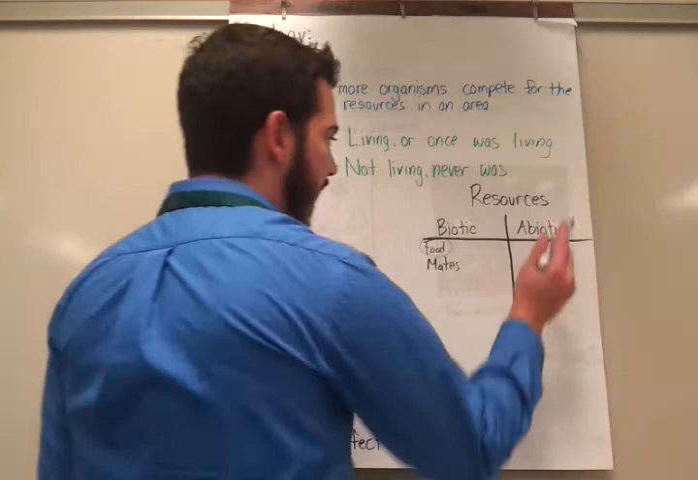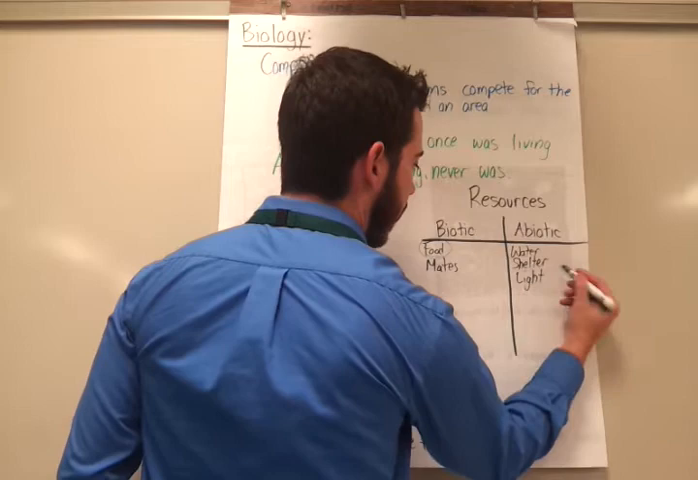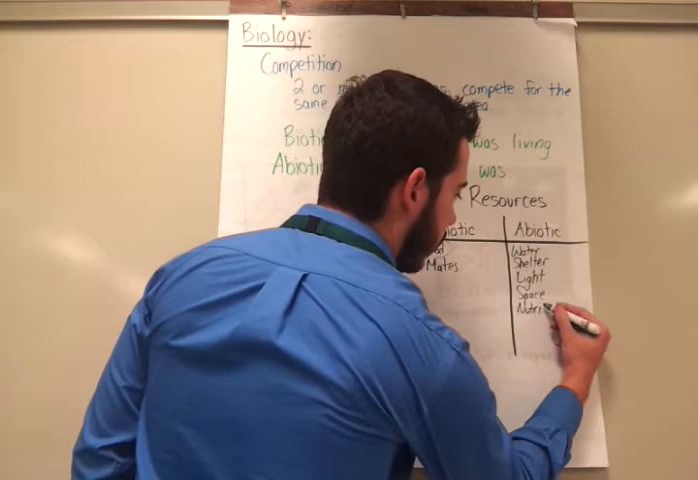Abiotic factors are non-living, and we won't see those on food webs. Examples would be water, shelter, light in the case of plants, and space in the case of plants and animals. Let's see, did I miss anything? Soil in some cases, or nutrients from the soil, in the case of plants.